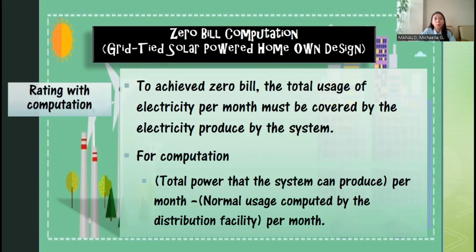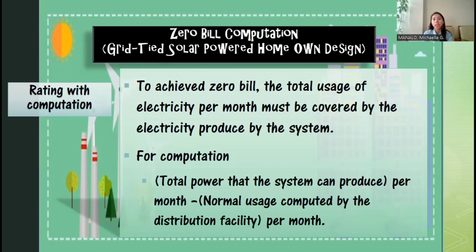Then, the zero bill computation for grid-tied solar power on design. So, ang rating natin, to achieve the zero bill, the total usage of electricity per month must be covered by the electricity produced by the system. So, how it is? The total power that our photovoltaic system can produce per month is isusubtract lang natin sa ating normal usage na galing sa ating distribution utility. So, kapag ang negative result yung nakuha natin, hindi tayo nag-a-achieve ng zero bill computation. While pag hindi negative yung ating nakuha is nag-a-achieve tayo ng zero bill computation.